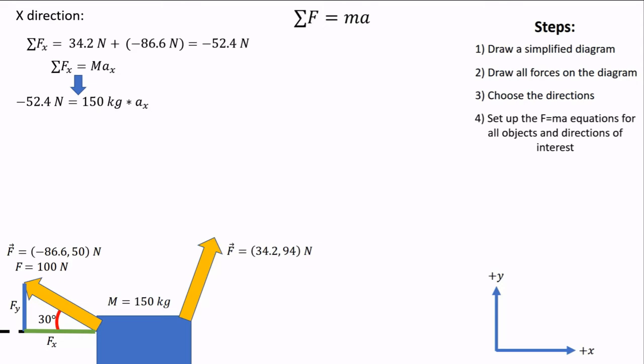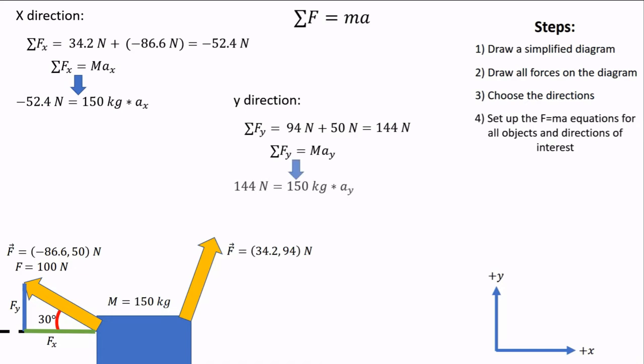Now, let's do the y direction. The sum of forces in the y direction is 94 from the vector on the right, and 50 from the vector on the left. And both are positive, because they're both upward, and this results in a positive 144 newtons, which means the net force has an upward direction. We set this equal to the mass times the acceleration in the y component, which is this.